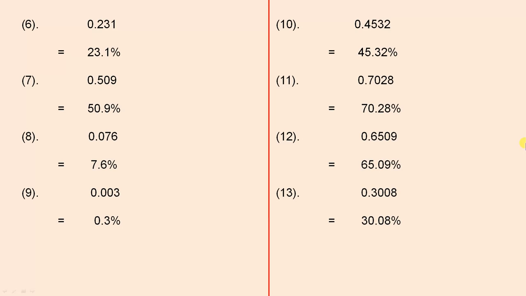30.08%. So this video has shown us how to convert a decimal to a percentage, and the simple rule is all you do is you move the decimal point 2 places to the right, and that does the conversion to a percentage.